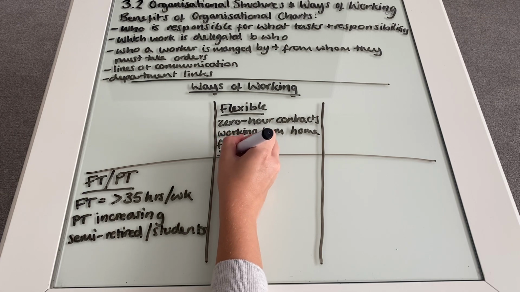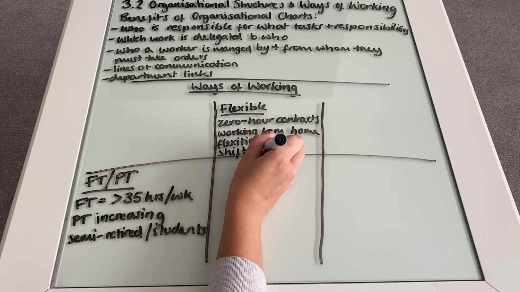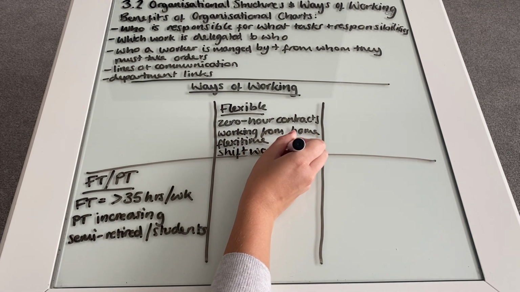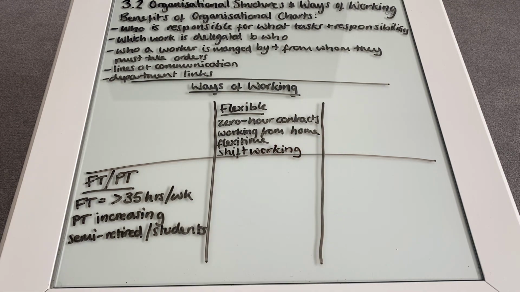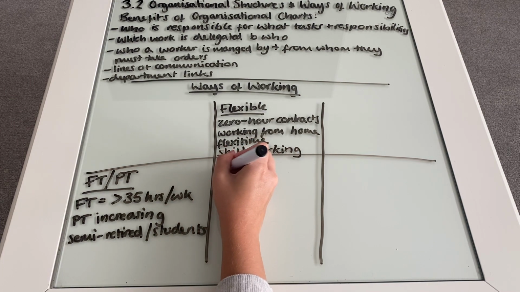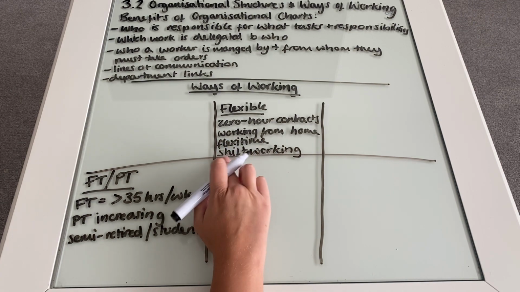And lastly, shift working. Shift working is where you are set shifts, but they can change week by week. So you might be told 1 week you're on 10 till 6, next week you're on 7 till 1. Next up, we are going to look at temporary. That's supposed to be a T, not an F.